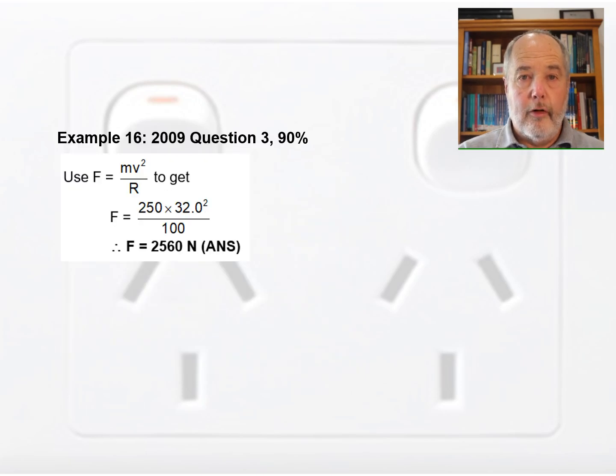This is what I call a simple plug and play question. Substitute the numbers in, use the appropriate formula and come up with an answer. You're going to use F is equal to mv squared over r, and you're going to find that the force was 2,560 Newton.